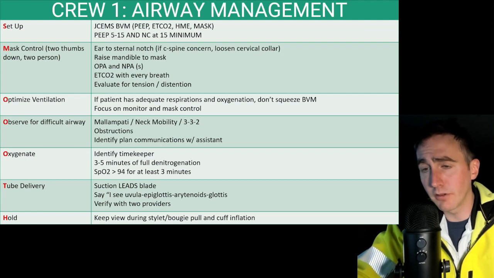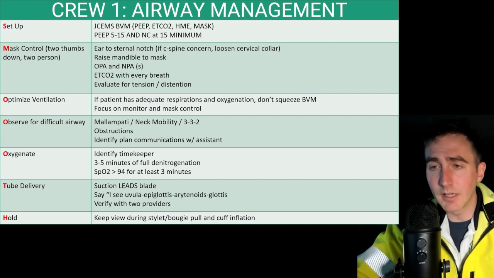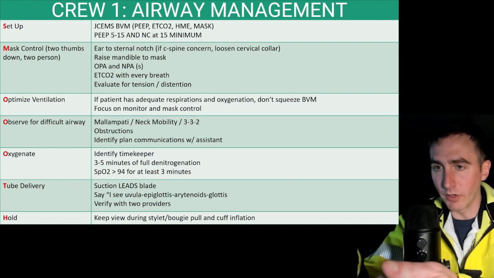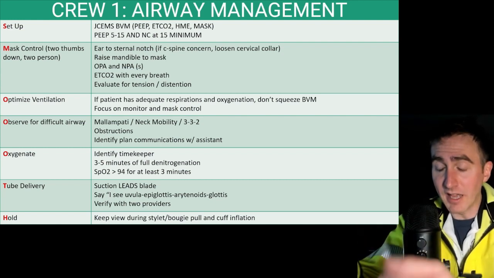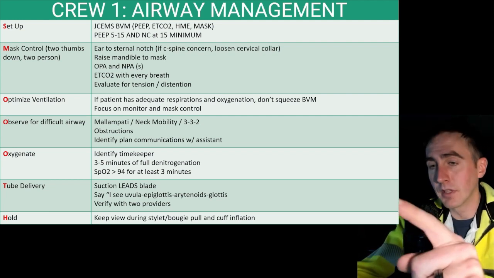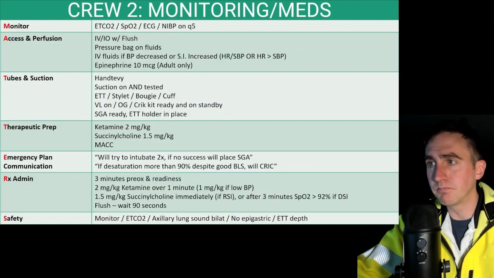And then tube delivery, always suction leads the blade. As you're going down, call out what you're seeing. I see uvula, epiglottis, arytenoids, which is like the posterior notch, and then the glottis. And hold that. So as you pass the tube, you hold it. You don't do anything. You stick it in, you keep your screen in, and you keep your tube in, and you hold it, and you have someone pull out the rigid stylet or the bougie, and then you inflate the cuff and you confirm.